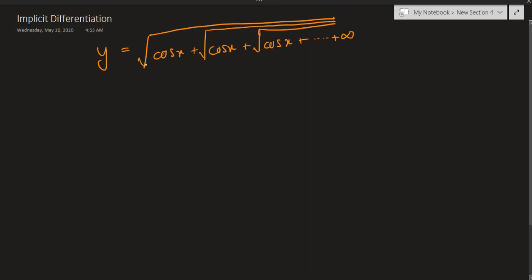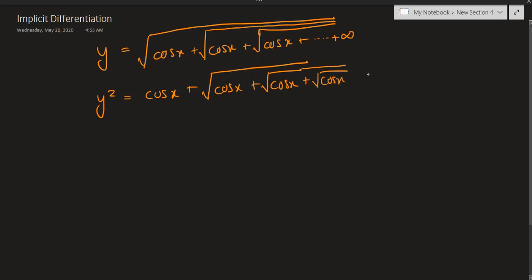So what are we going to do? Well, we can do one thing. We can square both sides and get rid of this external root that we have, this first large radical. So we have y squared being equal to cosine of x plus square root of cosine of x plus square root of cosine of x plus square root of cosine of x ad infinitum. So this goes on till infinity again, because if you just take out one term from infinity, it doesn't matter to infinity.